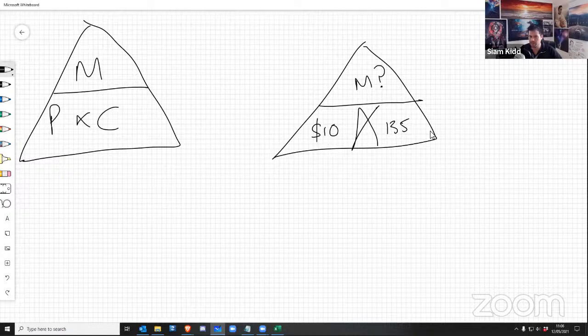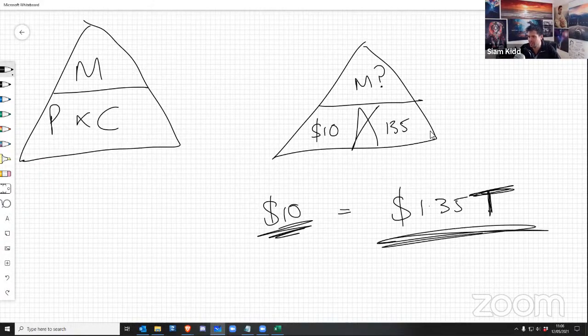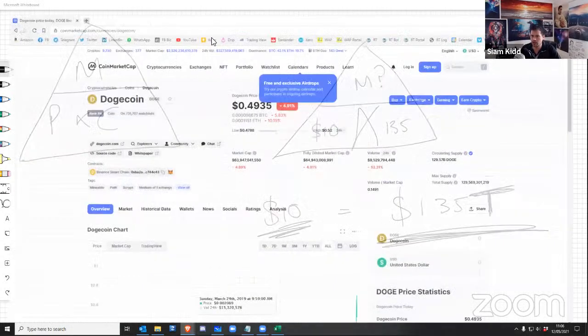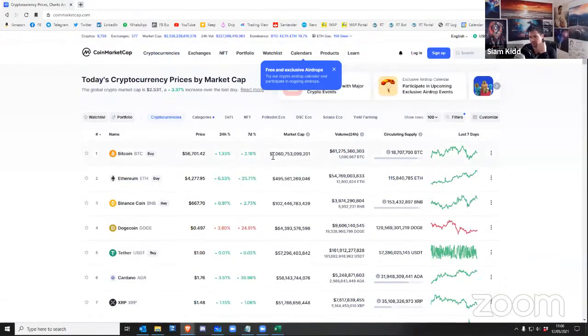1.35 trillion, I think, off the top of my head. You basically add a zero to that. So what this means is that in order for Doge to hit $10 a Doge, there needs to be a market cap of $1.35 trillion in Doge. Now, to put that in perspective, what is the whole crypto market cap right now? It's about $2.5 trillion. If you were to look at Bitcoin right now, it's just over $1 trillion.